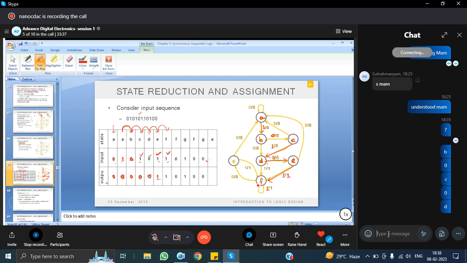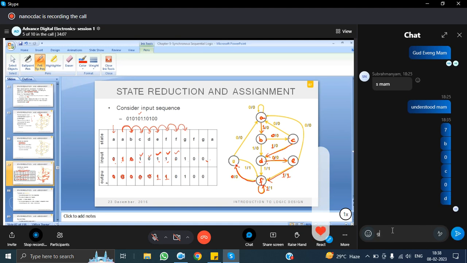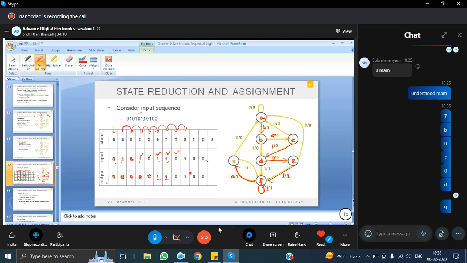With input 1, see here the input is 1. Where does it stay? It is remaining in the same state, F. But what is the output? Output is 1. Now it is in the same state. What is the next input? It is 0. With 0, where does it go? From F, it is going to G. The output is 0. Now the present state is G.